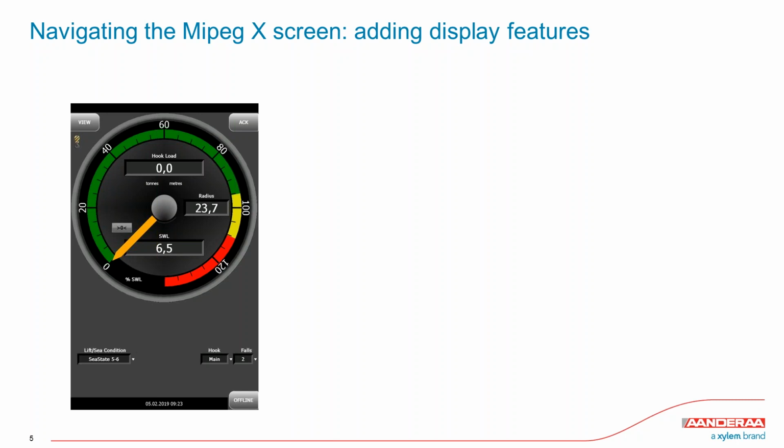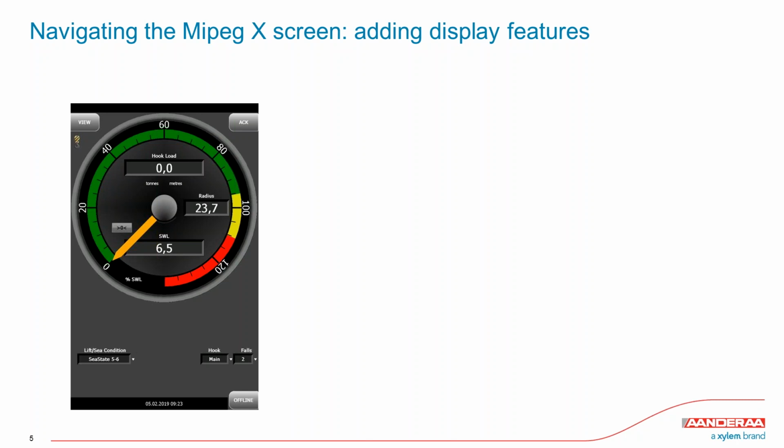Navigating the Mipeg X screen means adding, or for that reason, removing display features. Looking at the Mipeg X, it pretty much looks like what we've done previously. This is the footprint of a Mipeg system. A large, clear, analog type display, obviously now made digital, with an analog needle on top of the green, yellow, and red scale, which is the traffic light type. We will show the hook load, radius, and safe working load as laws and regulation require around the world.